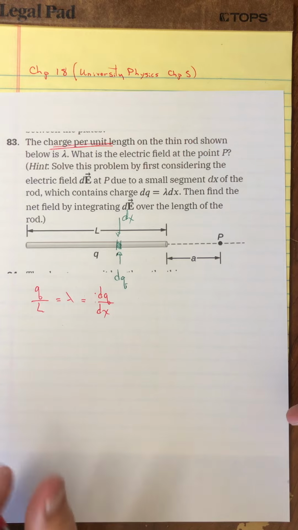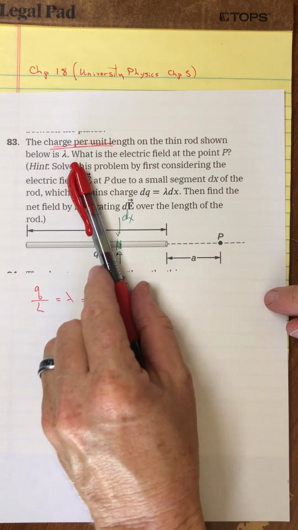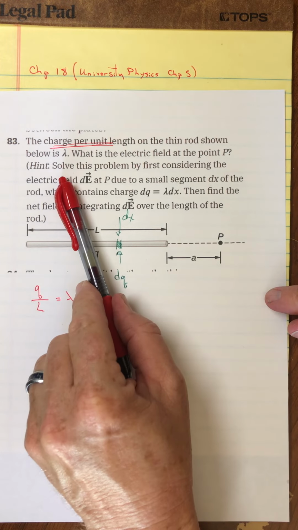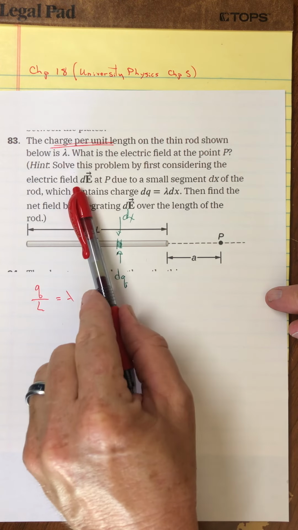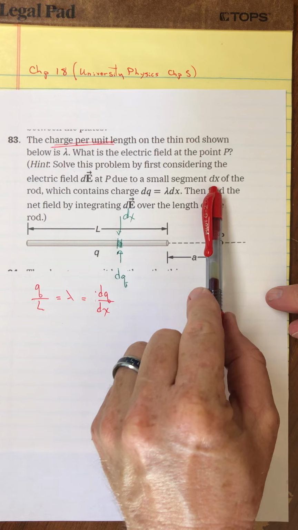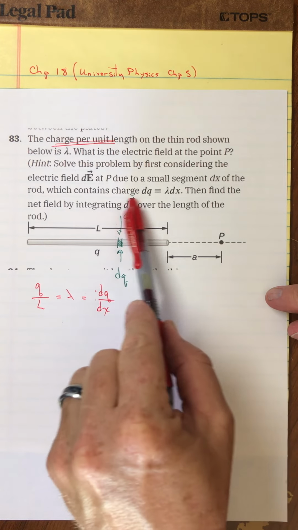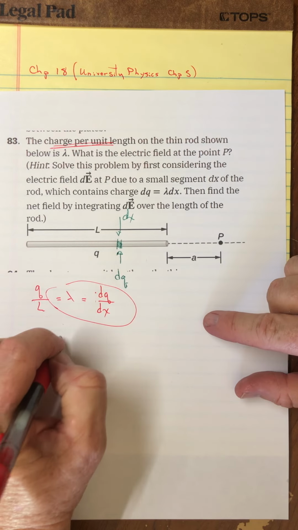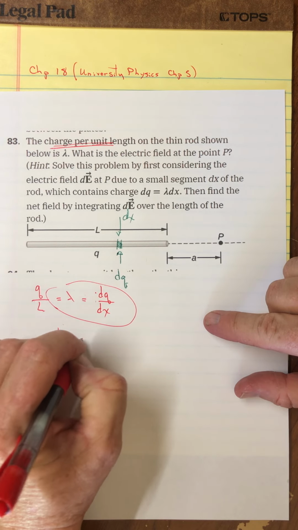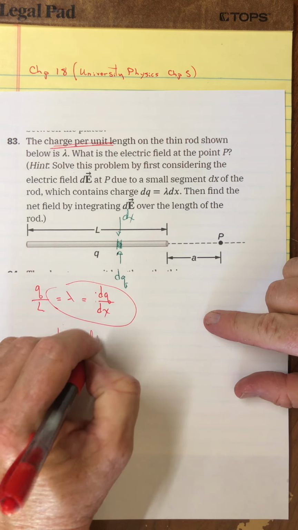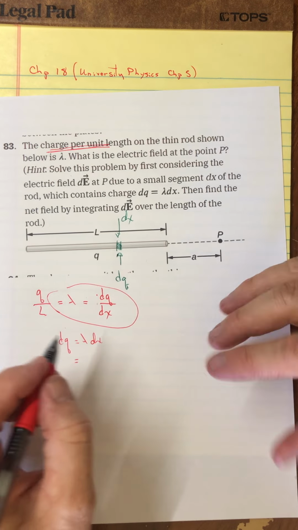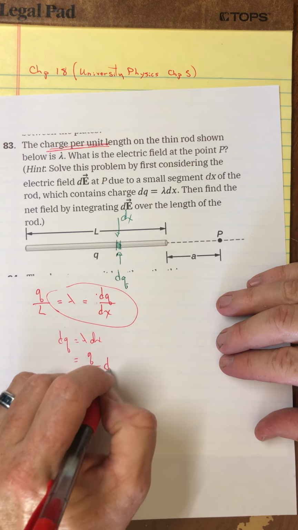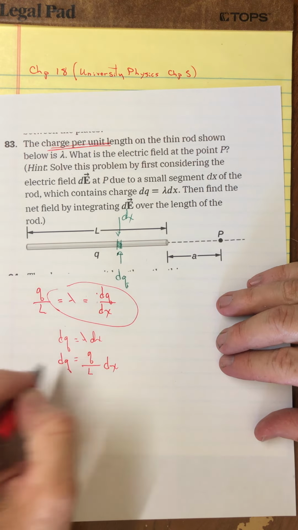Now, the reason that's important here is because the question goes on and says, what is the electric field at point P? And then they give us a hint. Solve this problem by first considering a small electric field due to a small segment of dx, which contains this much charge. In fact, that right there is their hint. So a little bit of charge would be the charge density times the dx. And the charge density would be Q over L times dx.